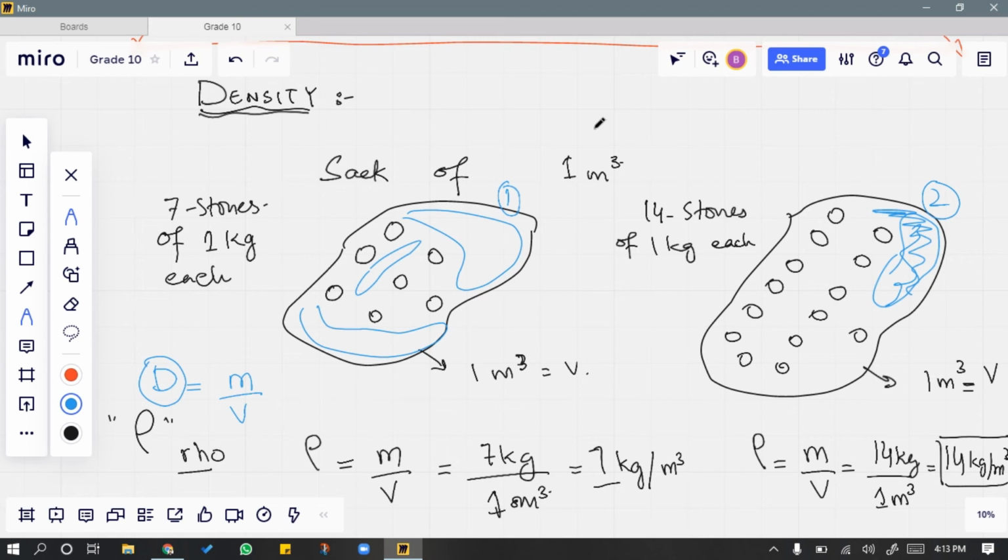This is the concept of density. Density is a property of any object in which the mass has been doubled. So that is what we call density here.